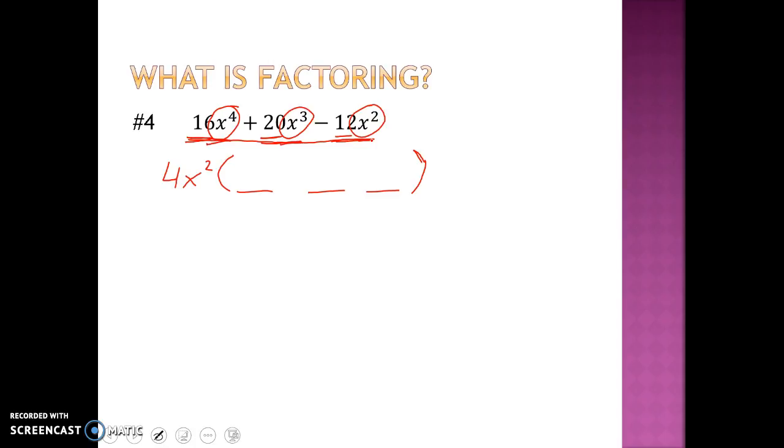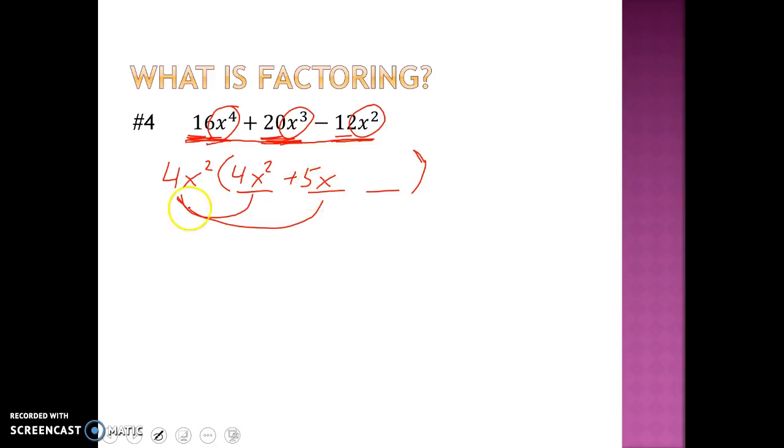For example, 4 times what gives me 16? Well, that has to be a 4. X squared times x squared then would give me x to the 4th. So when I multiply 4x squared times 4x squared, I get the 16x to the 4th. Well, what would I multiply 4x squared by to get 20x to the 3rd? Well, 4 times 5 is 20. I have x squared, but I need an x to the 3rd, so this is going to be x.